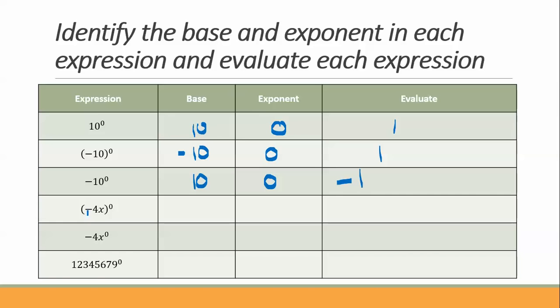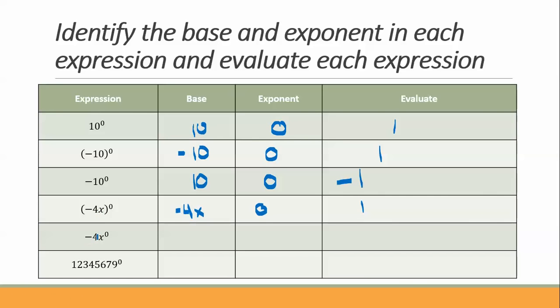This one, our 0 is touching the parentheses, so it's the quantity negative 4x to the 0 power. So our base is negative 4x, and our exponent is 0. As long as x doesn't equal 0, the whole thing is to the 0 power, so that's equal to 1.